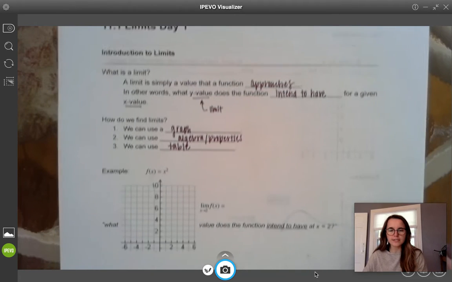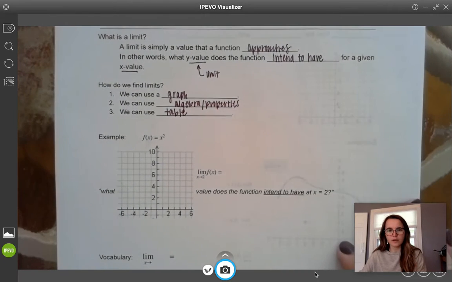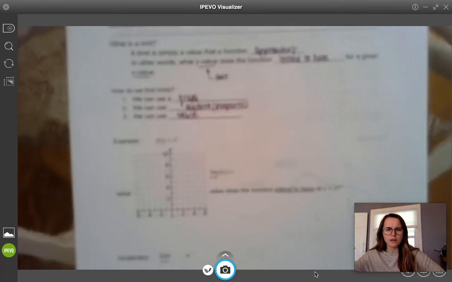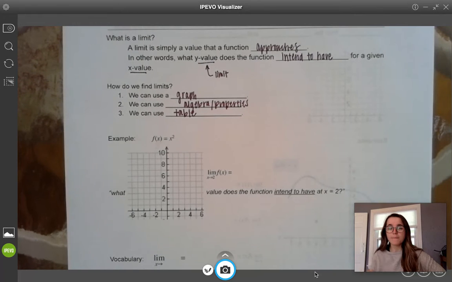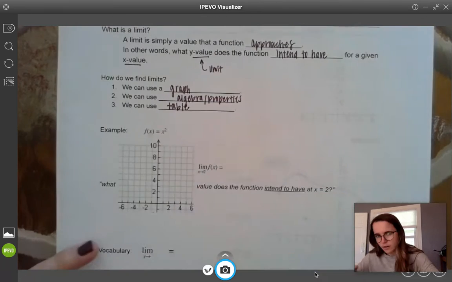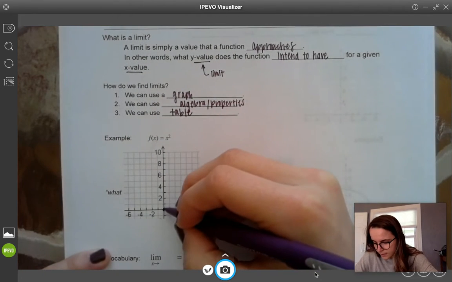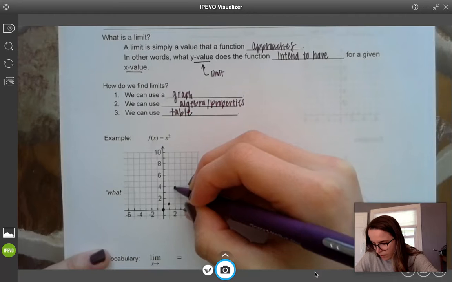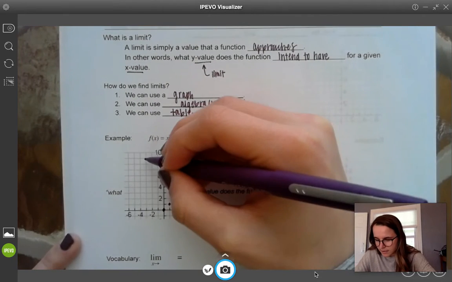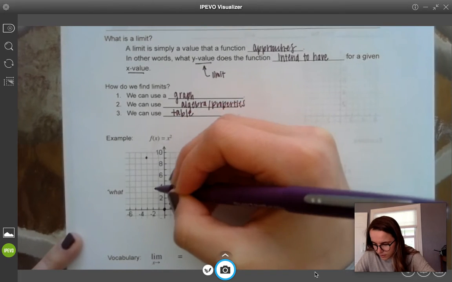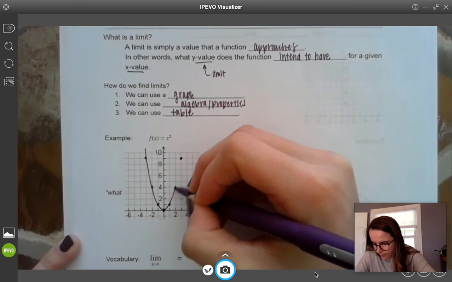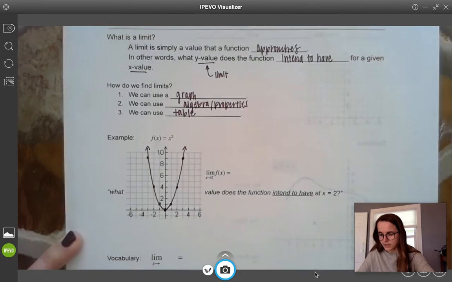Okay, so for our first example here, we've got a graph that we've seen millions of times at this point in our math career. That's a little boring. Okay, so we have f of x equals x squared. I'm going to go ahead and graph what that looks like. So we have 0, 0, 1, 1, 2, 4, 3, 9, and then it gets reflected over the axis of symmetry, which is just x equals 0. And so this is our graph of f of x equals x squared.